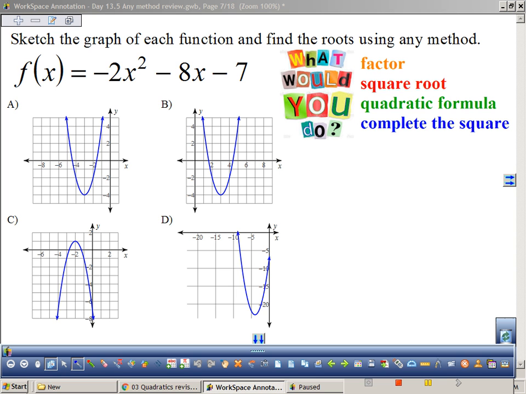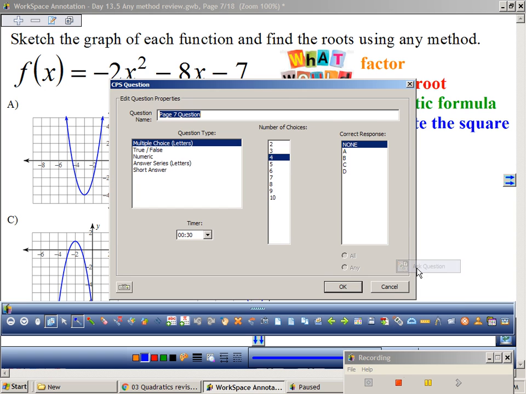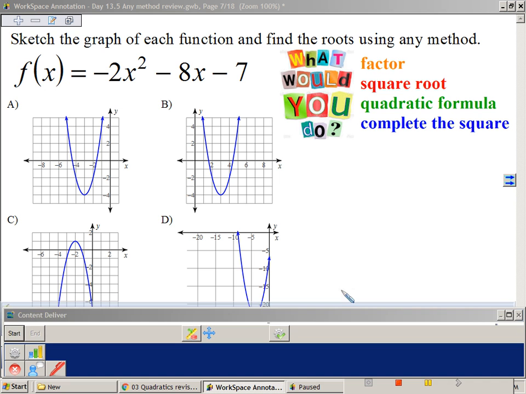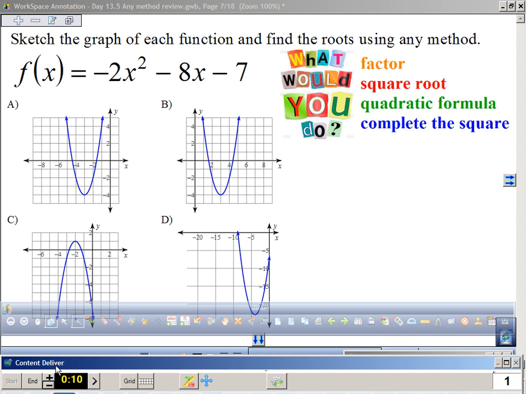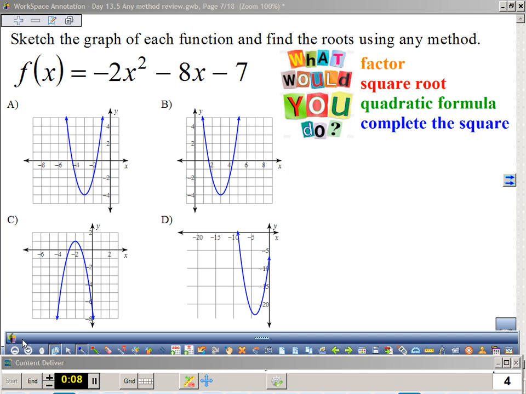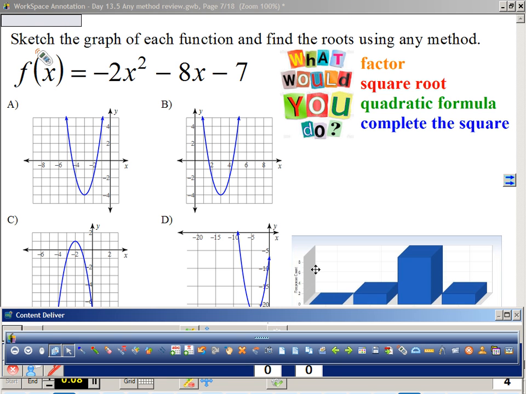All right. I put these graphs up here. I'm curious. You guys tell me, which one do you think it is, just by looking at this? I can give you 10 seconds to pick. That's what clickers are for. Which graph do you think it is? Most of you said C.